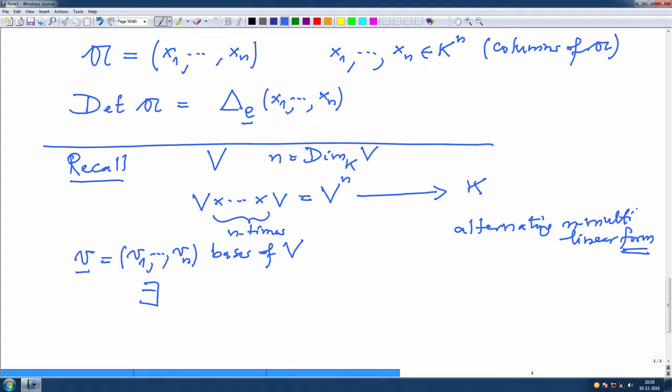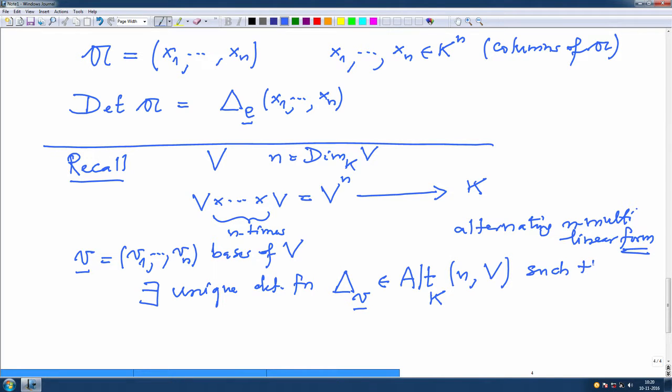there exists a unique determinant function that will depend on this basis, so we call it delta V. Delta V is an element of alternating n multilinear forms, so that is an element in Alt^n_K(V), where n is the dimension, such that delta V evaluated on the tuple v1 to vn is 1. So this was the main theorem.